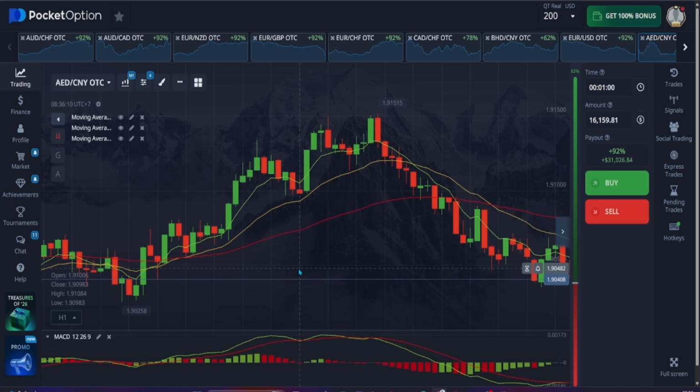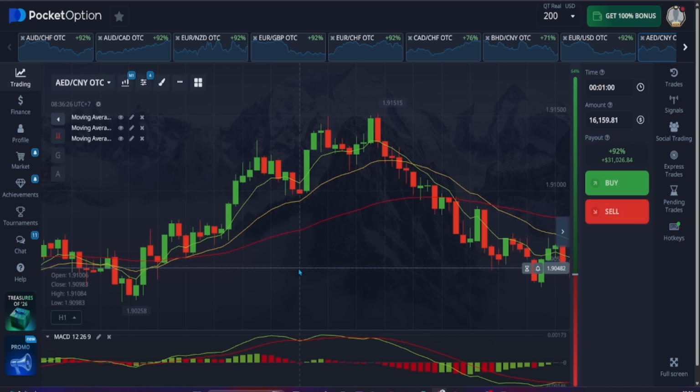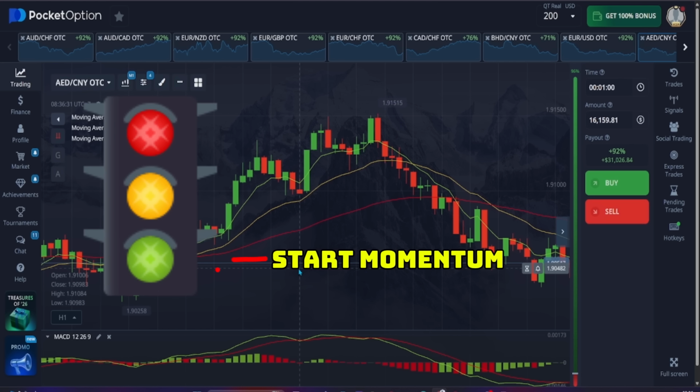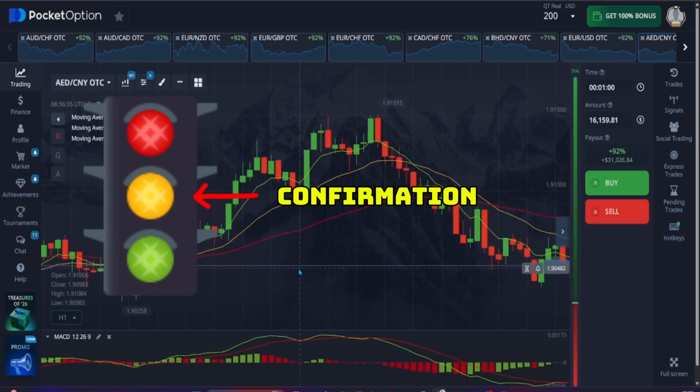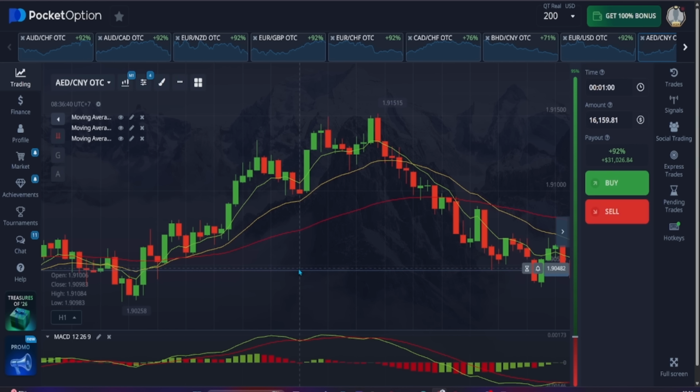In this strategy, we only use 4 indicators: moving average period 7, colored green, moving average period 20, colored yellow, moving average period 60, colored red, and the MACD with default settings. The concept is very simple, just like traffic lights. Green represents the start of momentum, yellow acts as confirmation, and red marks a strong area or price boundary. The main logic of this strategy is trend following.